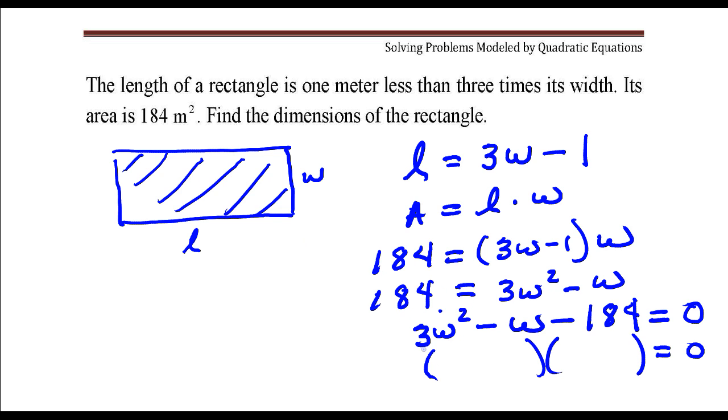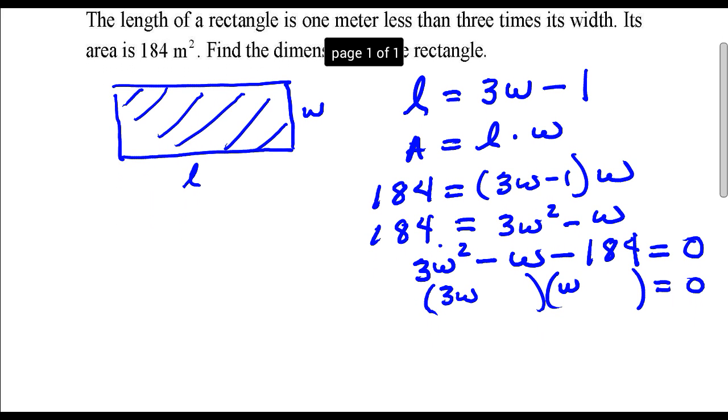So the first term, 3W squared, I'm going to use 3W times W, and then these last two numbers, their product would be a negative 184. Now, there's quite a few factors for 184. What I'd like to do is to write the prime factorization of 184.